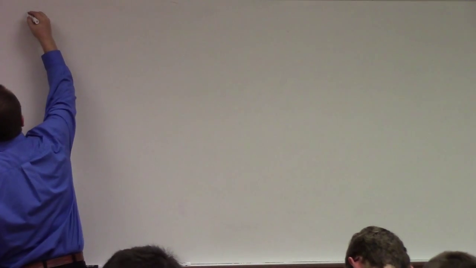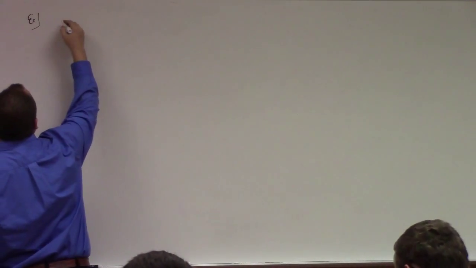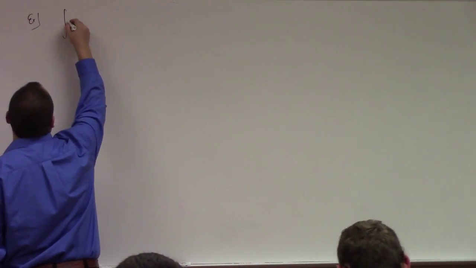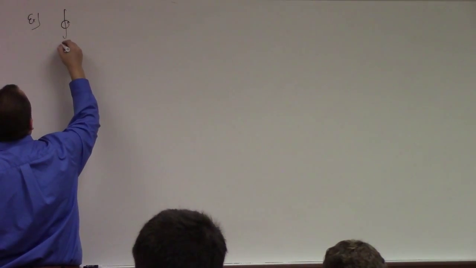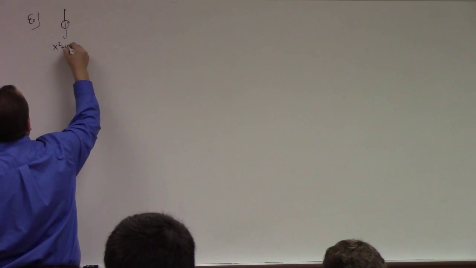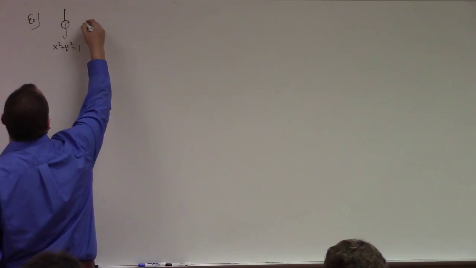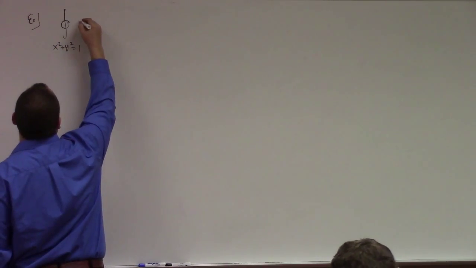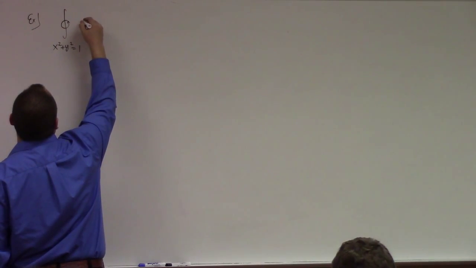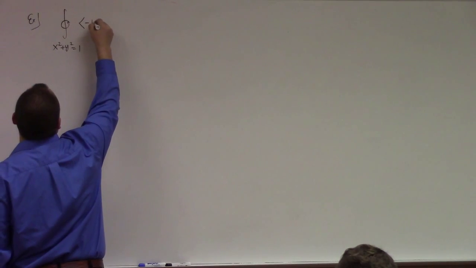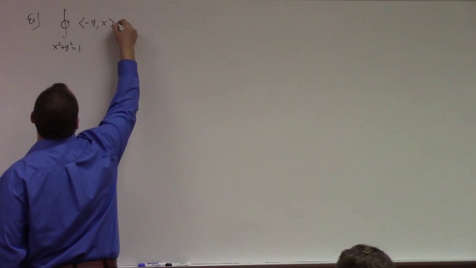Let's do a two-dimensional one. One of my favorite examples. Let's integrate over the counterclockwise oriented unit circle. And we're going to calculate the, let's see here. The vector field will be minus y comma x dot dr.